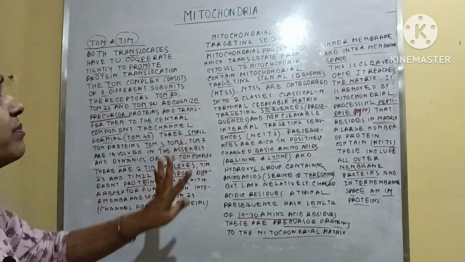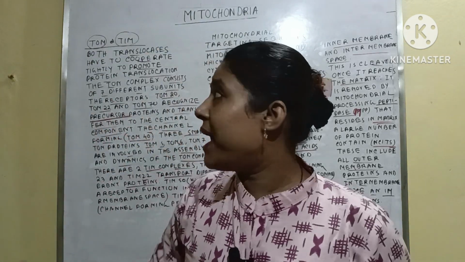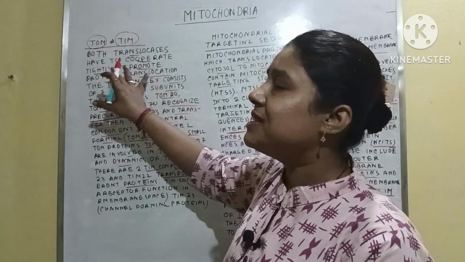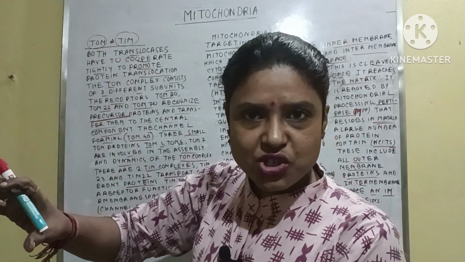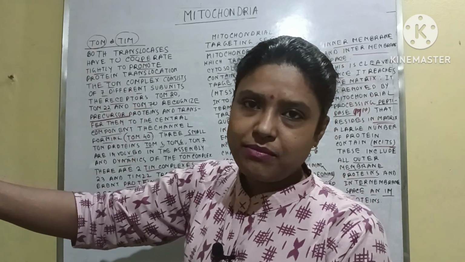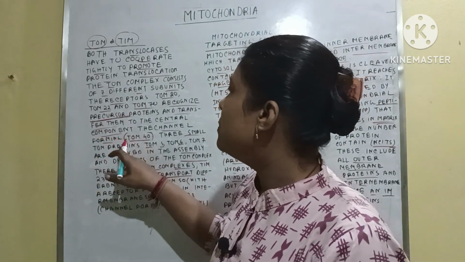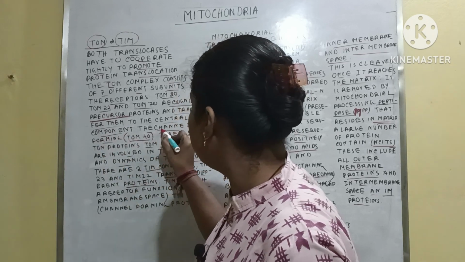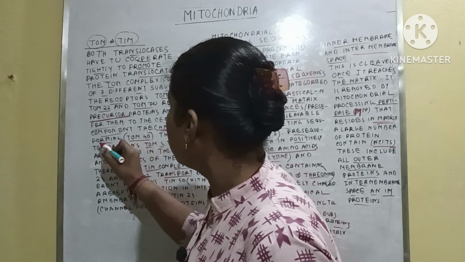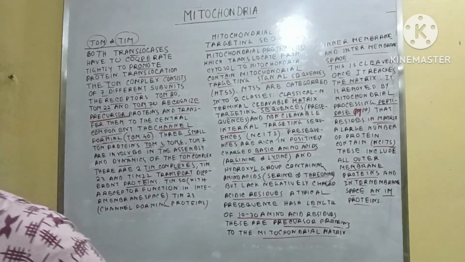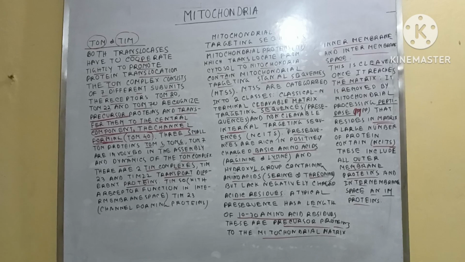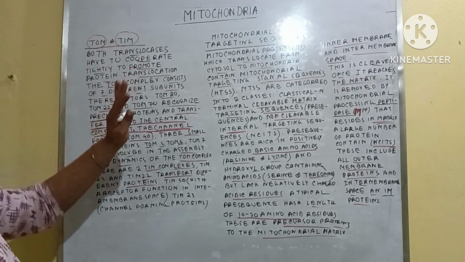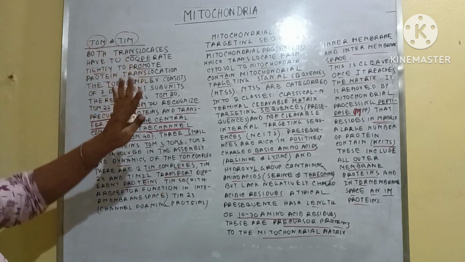So what is the gist of that? First, TOM and TIM contain many subunits, and their responsibility is to recognize the precursor proteins and then transport them to the channel area. Okay, this is the channel. Where is the channel? Channel forming. Okay, so this is TOM and TIM, and both contain many subunits.